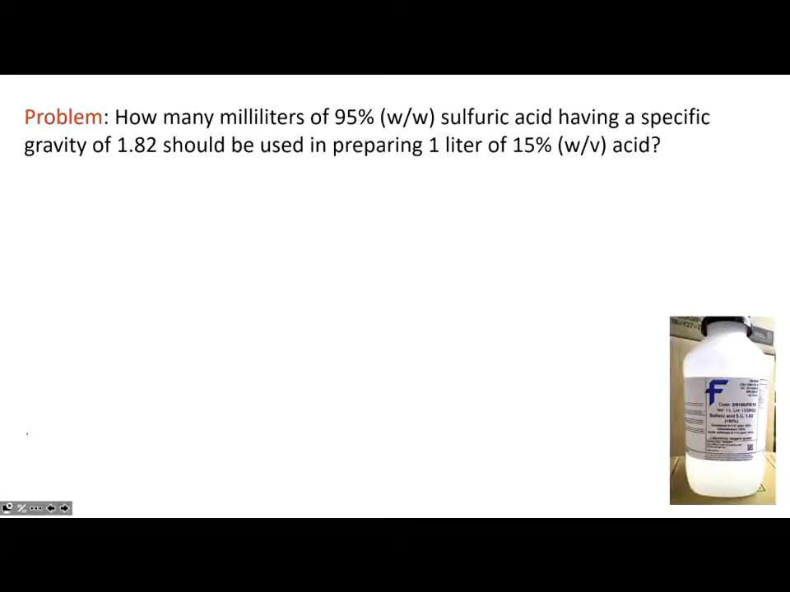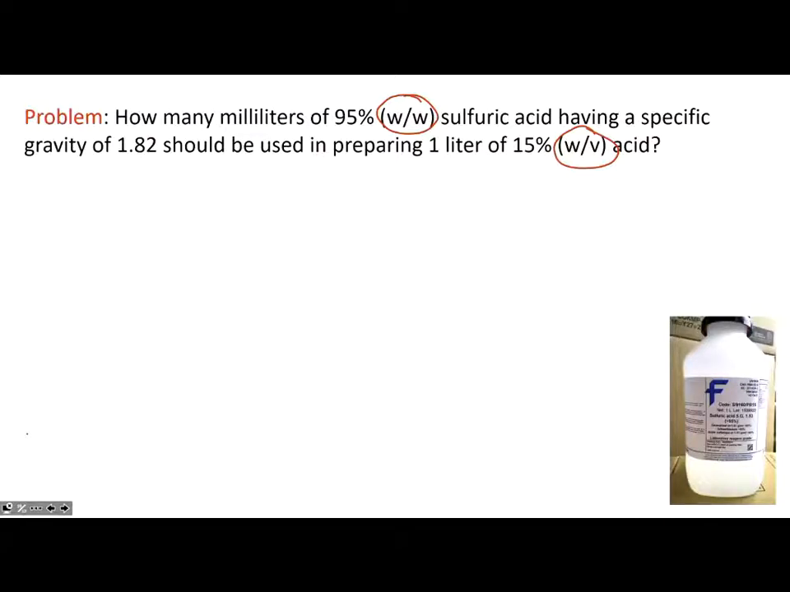It's going to work the same way, with one little additional step. My problem here is going to be concentrations, because I'm given concentrations. They're both as percents, which is nice. That's a nice change. But they're different units. One's a percent weight per weight. One's a percent weight per volume. So again, those don't match. We're going to have to fix one or the other. All right, so I just wanted to point that out.